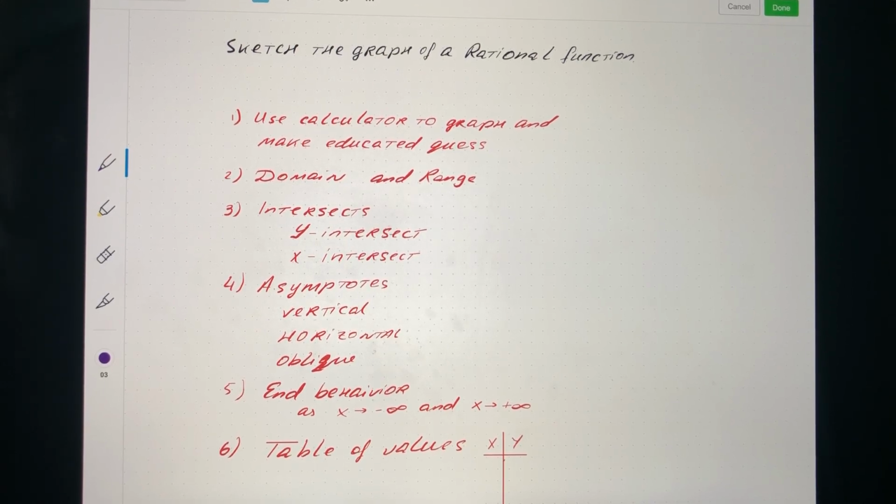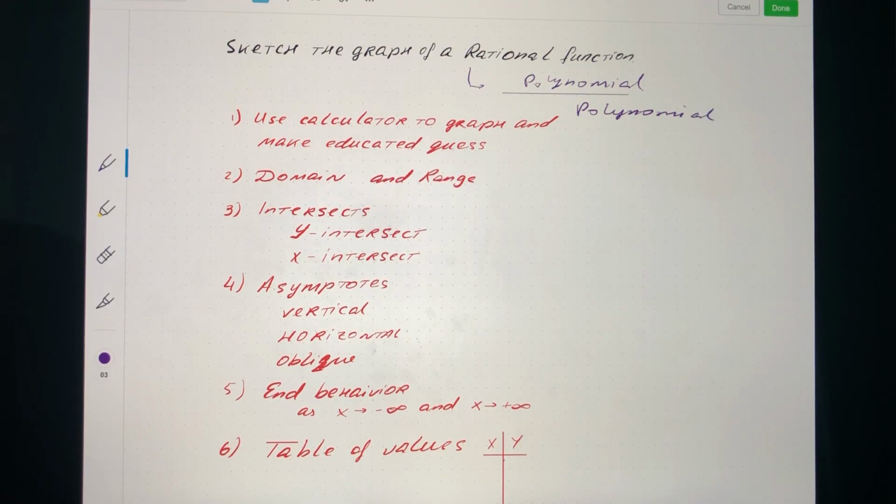In this video, let's talk about how to make a sketch of a rational function. Rational means that it is made up of a ratio, and ratio means division, and the two things that are divided are the polynomial on the top and a different polynomial on the bottom.